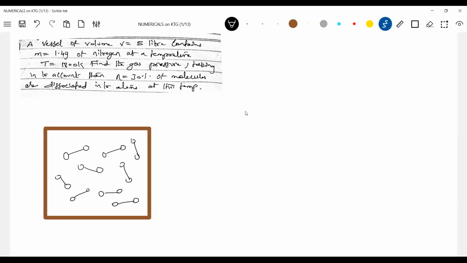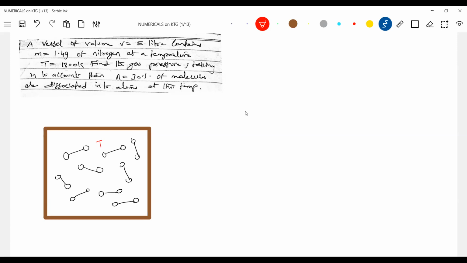Whenever it says nitrogen, it contains 1.4 grams of nitrogen. So can we calculate the number of molecules of nitrogen or the number of moles? We can calculate that because we know the total mass of the gas and we know the molecular mass. With that we can calculate the number of moles. What is the volume of the gas? It is a 5 liter container. The temperature is T, and it will have some pressure.